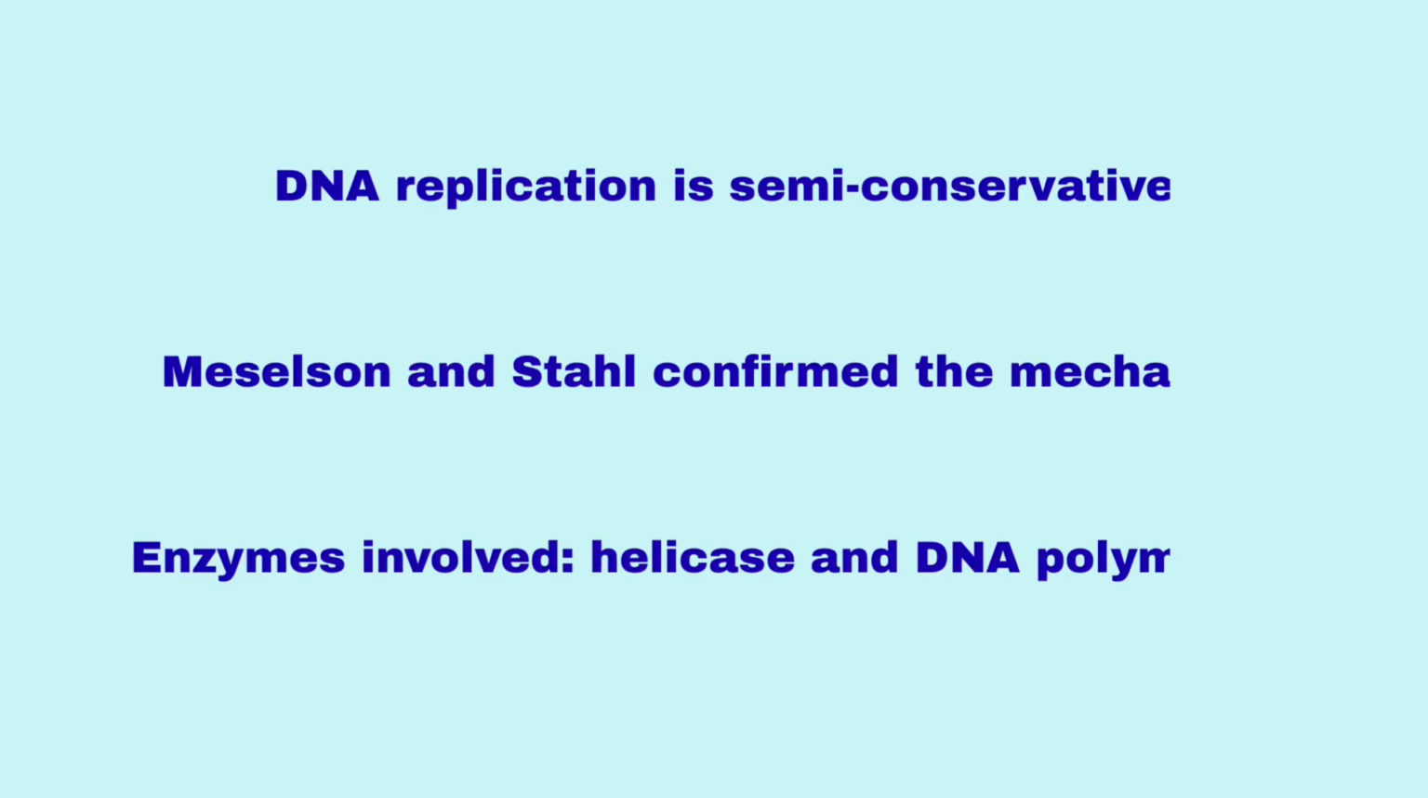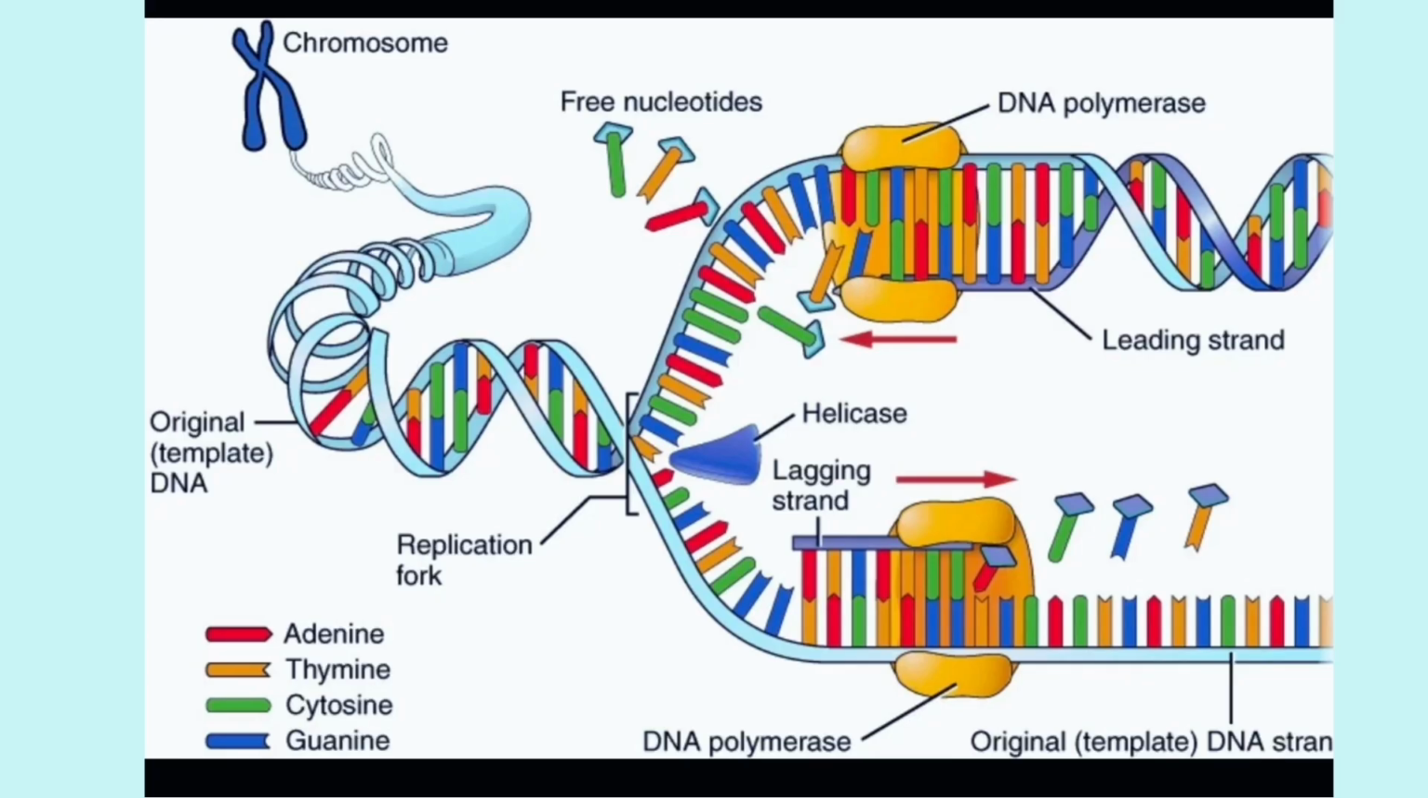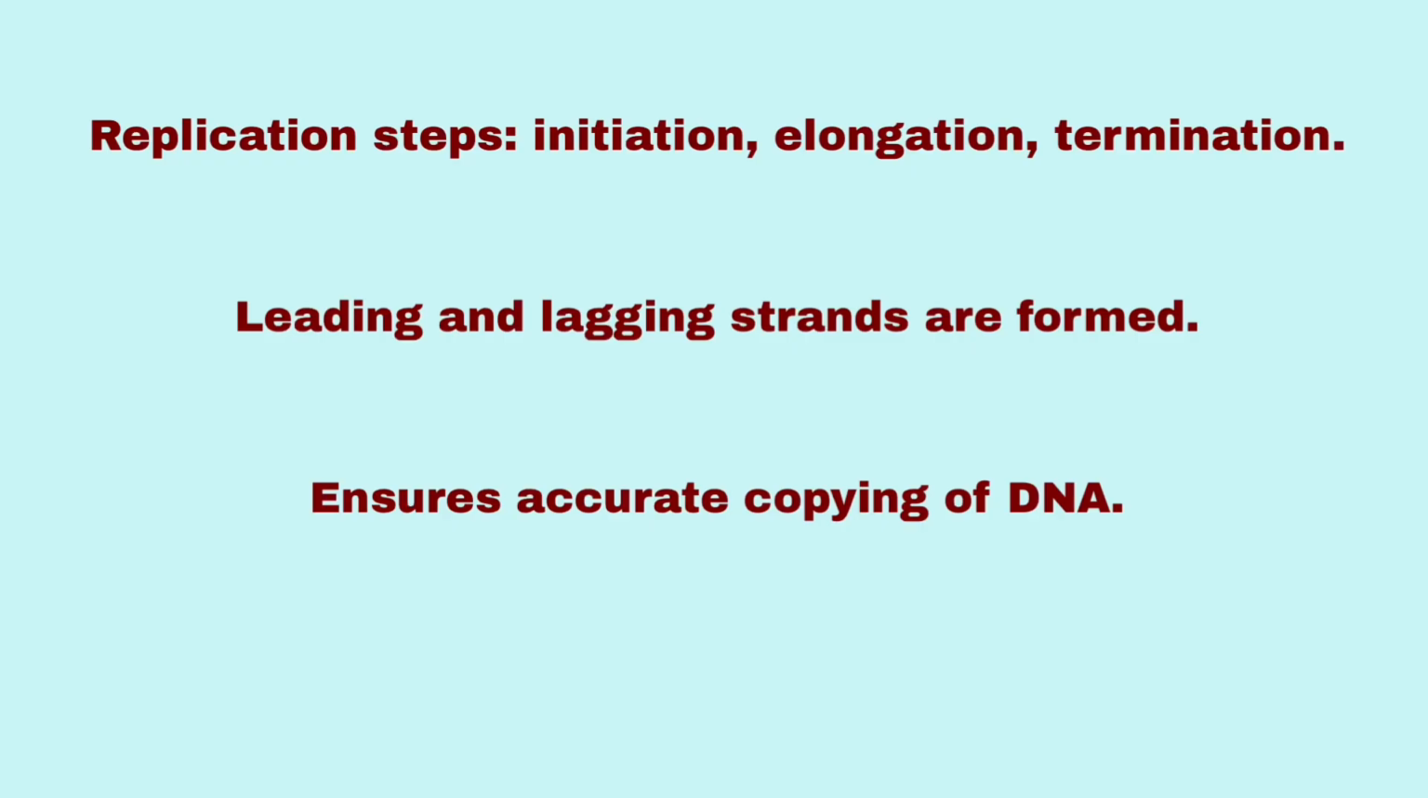DNA replication is copying DNA. It is semi-conservative. Each new DNA has one old plus one new strand. What are the steps? First is initiation. DNA unwinds at the origin, and helicase opens the helix. Elongation. DNA polymerase adds complementary nucleotides. Third is termination. Replication ends, and two identical DNA molecules form.